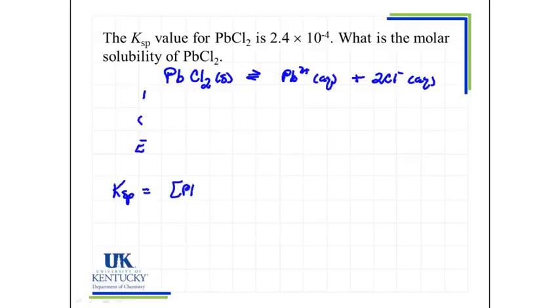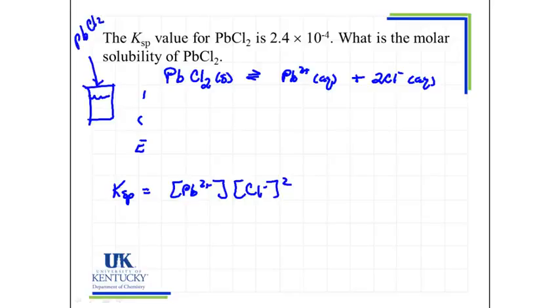We have the lead. We have the chloride. And it's squared. So what's happening here? We have a beaker of water. And we're going to dump into that water some lead chloride. Lead chloride is not very soluble, so most of the lead chloride will sit at the bottom. We are going to dump an excess of lead chloride in there.